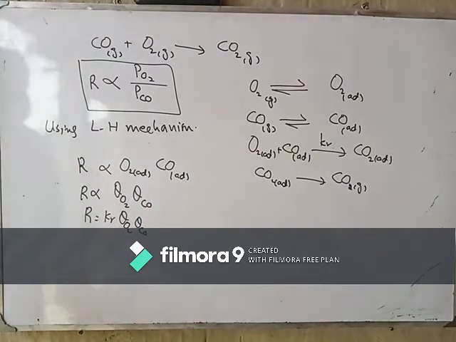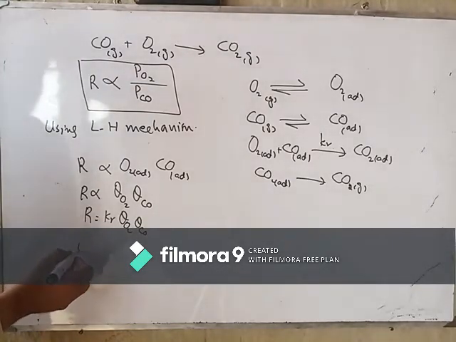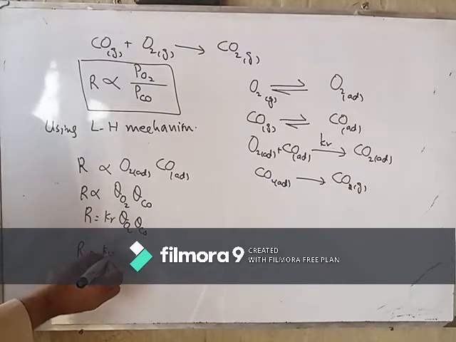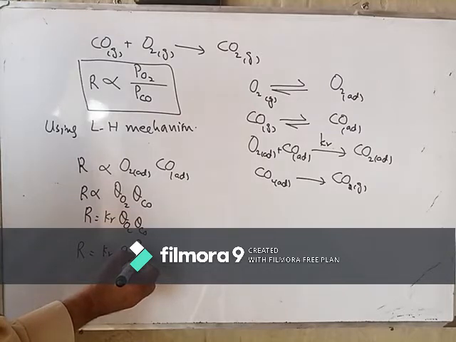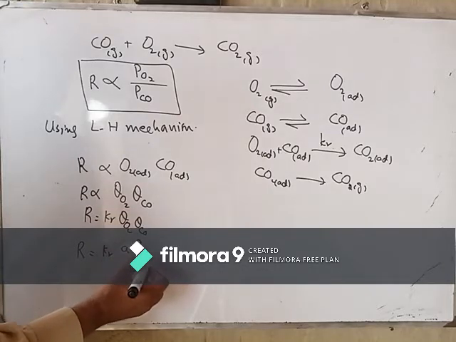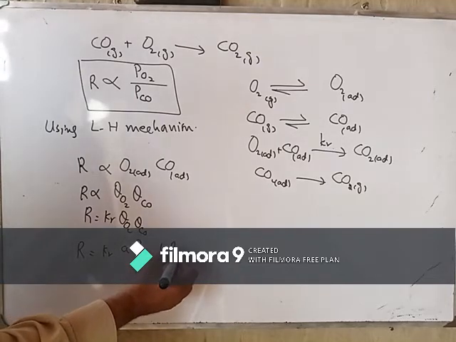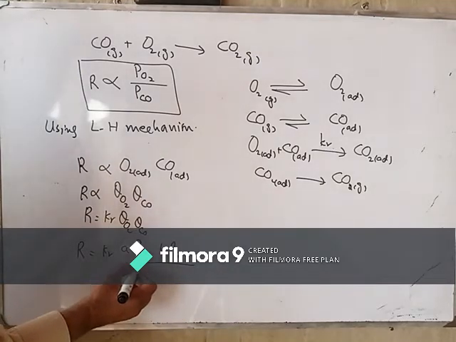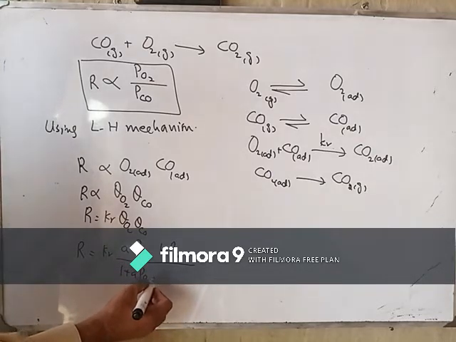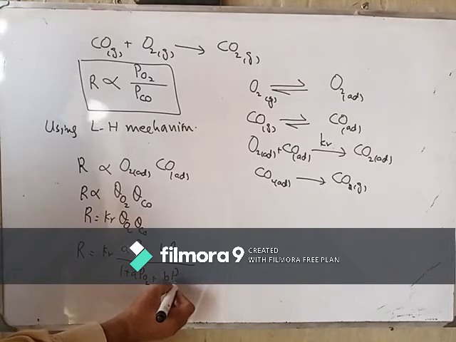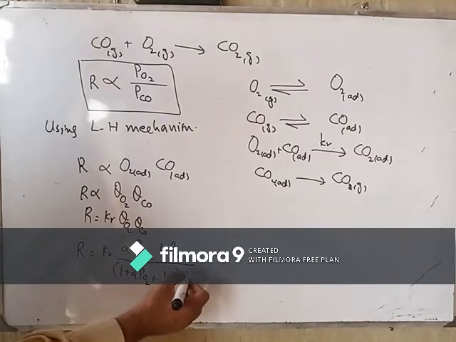So using the Langmuir adsorption isotherms, we get the rate equal to Kr A P of O2 and B P of CO divided by 1 plus A P of O2 plus B P of CO, whole squared. We can fill in this equation.